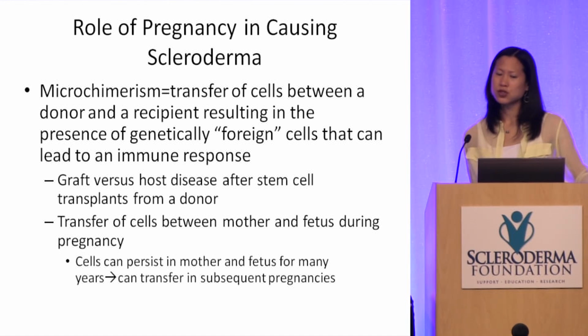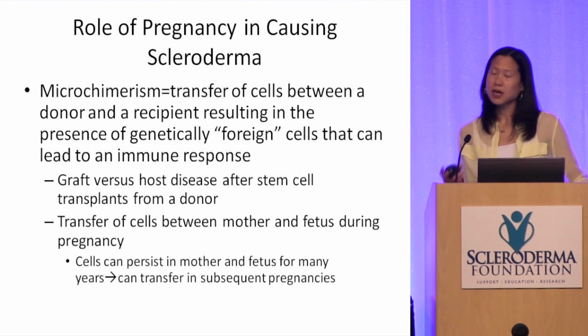Microchimerism is defined as a transfer of cells between a donor and a recipient, resulting in the presence of genetically foreign cells, and this can lead to an immune response in whoever's receiving those foreign cells. The entity that epitomizes microchimerism is graft-versus-host disease after a stem cell transplant, where the donor has an immune response to the graft.